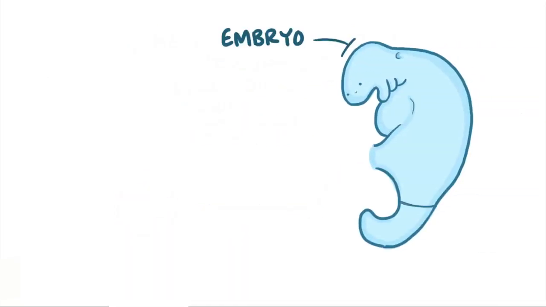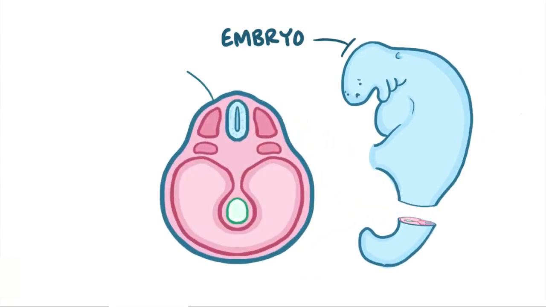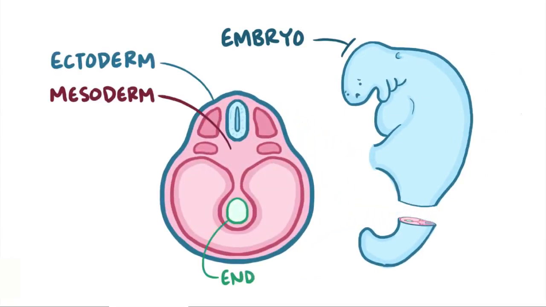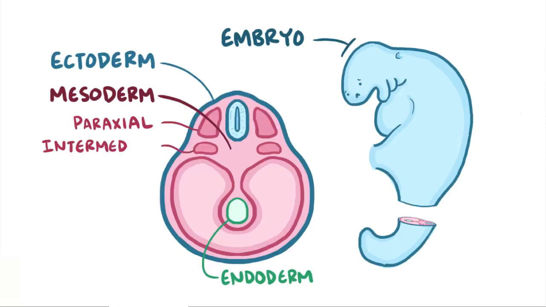At that point, the embryo is made up of 3 primitive germ layers: the ectoderm, the mesoderm, and the endoderm. The mesoderm also has 3 parts: the paraxial mesoderm, flanking the embryo's future vertebral column, the intermediate mesoderm, which is just lateral to that, and the lateral plate mesoderm, which is the most lateral of all.